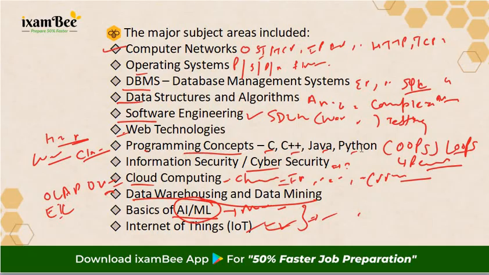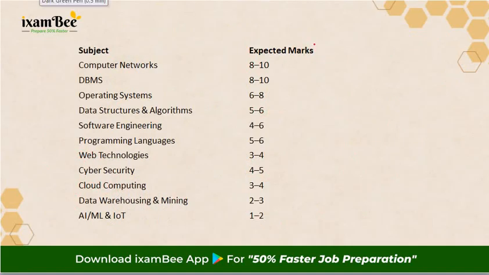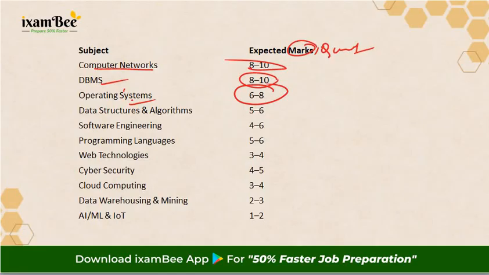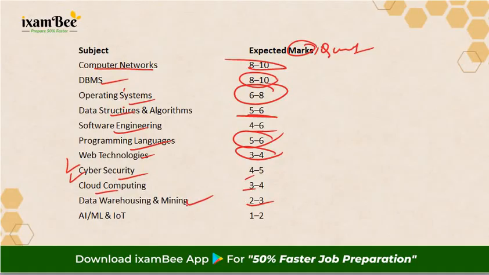So these are the major subjects, and if you are talking about the expected questions or even the marks we can expect from these subjects, you can expect 8 to 10 questions from computer network, then 8 to 10 questions from DBMS, and 6 to 8 questions from operating system, 5 to 6 questions from data structure and algorithms, 4 to 6 questions from software engineering, 5 to 6 questions from programming languages, 3 to 4 questions from web technology, 4 to 5 questions from cybersecurity, then 3 to 4 questions from cloud computing, and 2 to 3 questions from data warehouse and data mining.